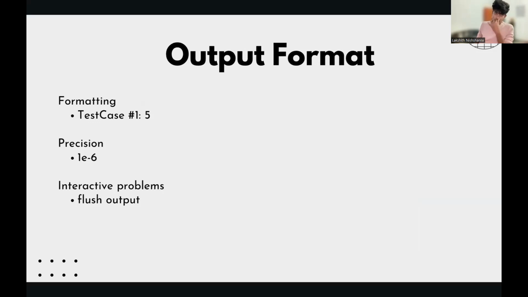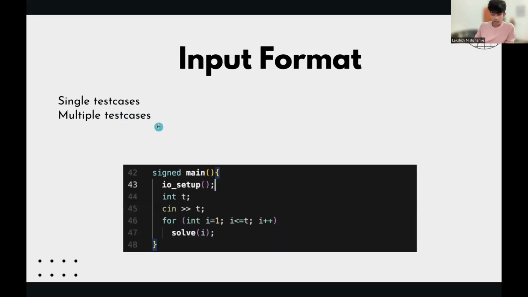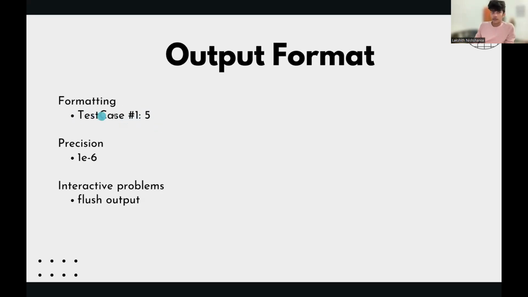And then output format. The main concern in the output format is that sometimes, for example, for a test case, if you have the output 5, the problem statement requires you to output it in a specific way. An example contest is Meta Hacker Cup. In Meta Hacker Cup, you have to use a formatting like this.